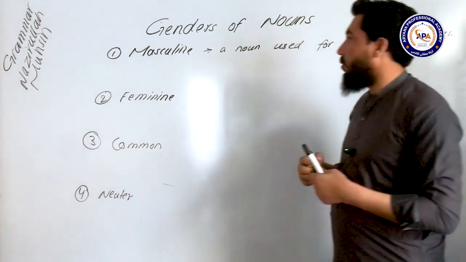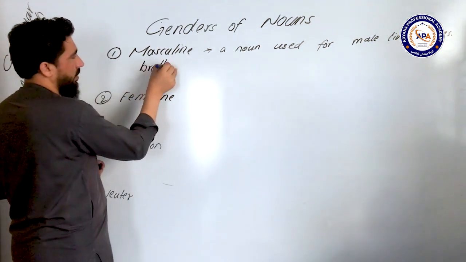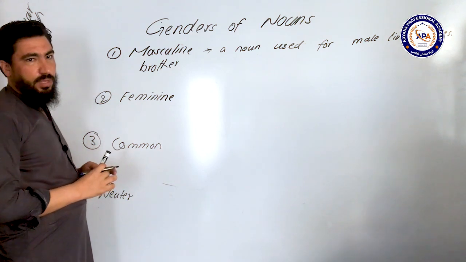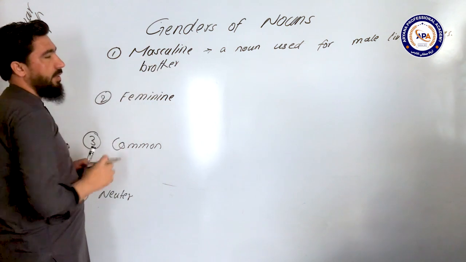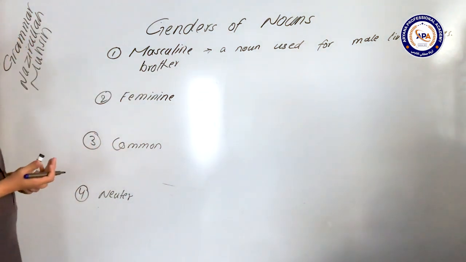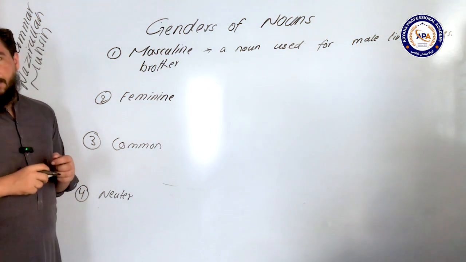For example, the word brother is not used for a female. It is used only for male. So we can say that the word brother is a masculine gender. And we need this to understand that when we use pronouns for nouns, then gender is important.